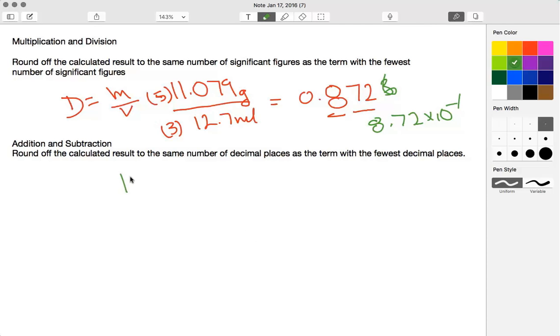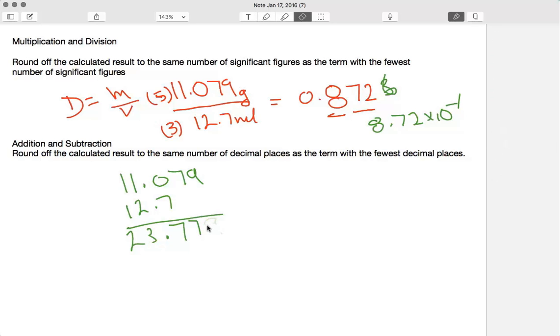If we were to take 11.079 and 12.7 and add them, we would get 23.779, but we could only keep as many decimal places as the term with the fewest decimal places, and so we would just report 23.7 in that particular case. It seems simple and straightforward now, I know, but you have to keep track of these.